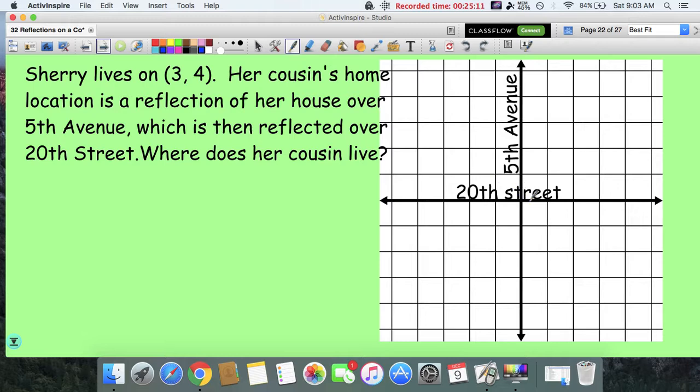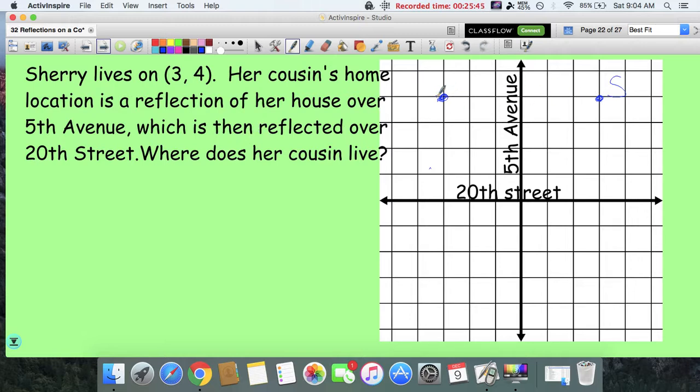Sherry lives on 3, 4, so let's find this. 3, 4 up. Put an S for Sherry. Her cousin's home is a reflection of her house over 5th Avenue, which is then a reflection over 20th Street. So we're going to first reflect Sherry's house over 5th Avenue. We're going to cross 5th Avenue. The other side of 5th Avenue is 3 blocks away from 5th Avenue. So it's 1, 2, 3, 1, 2, 3. So here's your first reflection, right?